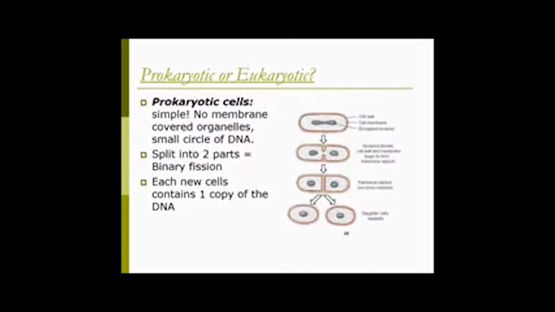All right, in prokaryotic cells, we learned about prokaryotic and eukaryotic cells. Prokaryotic are bacteria. Eukaryotic cells are the cells in you and other complex organisms. Prokaryotic cells are very simple. There's no membrane covered organelles, so it's very easy for them to divide up the ribosomes into two different cells. And there's just a small circle of DNA. So it copies its DNA, it stays in a circle, and then it splits into two.